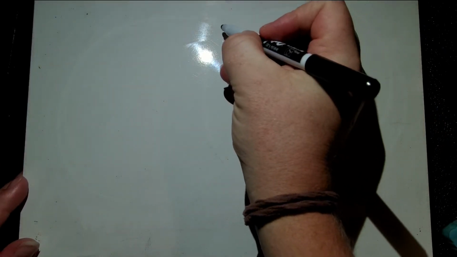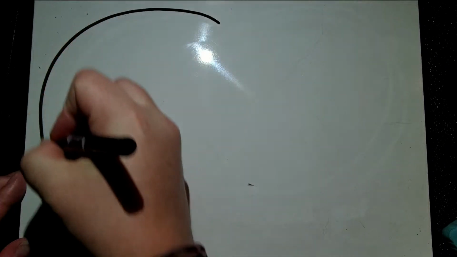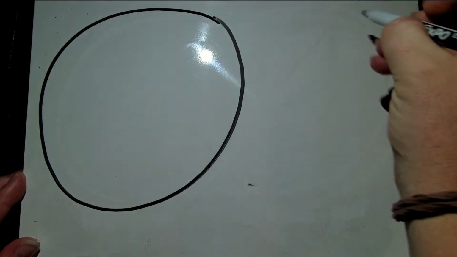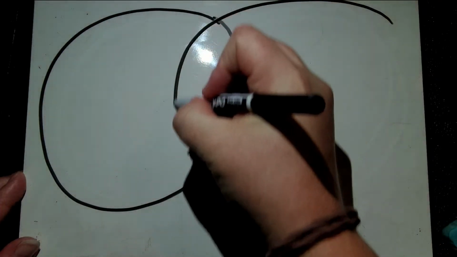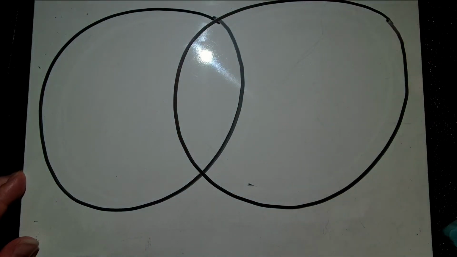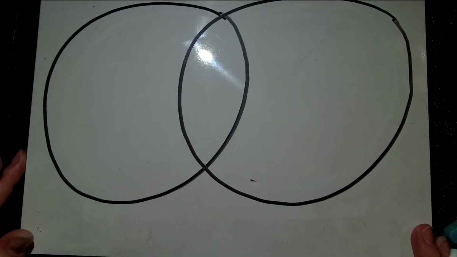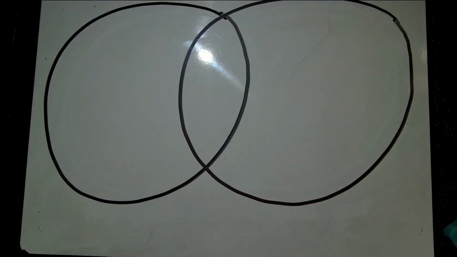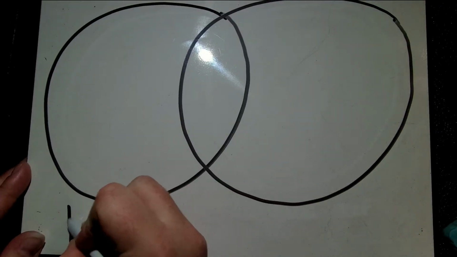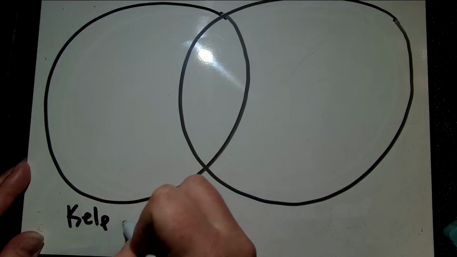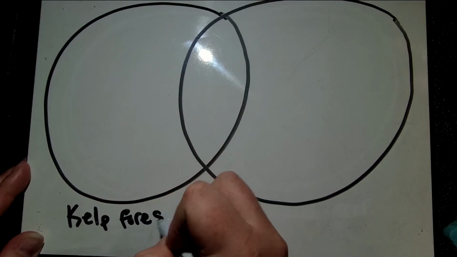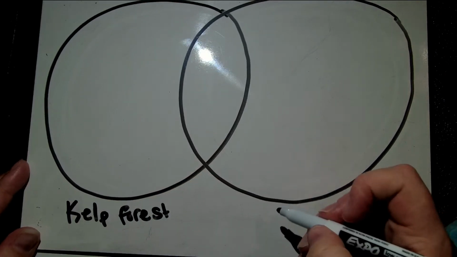So I am going to draw over here on the whiteboard something called a Venn diagram. So this is just a tool to help us compare and contrast. So I'm going to draw 2 circles. So each one of these circles represents a habitat, so I'll label it here. This will be the kelp forest. This will be the coral reef.